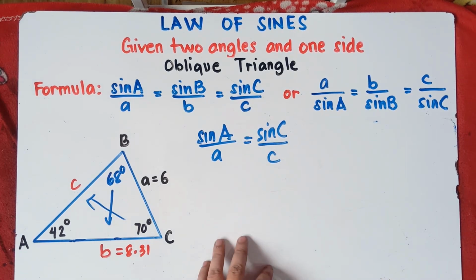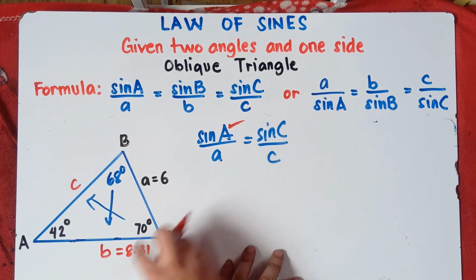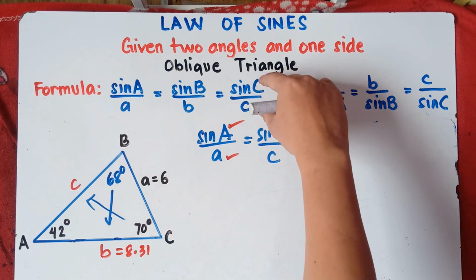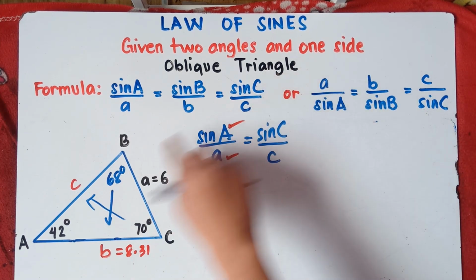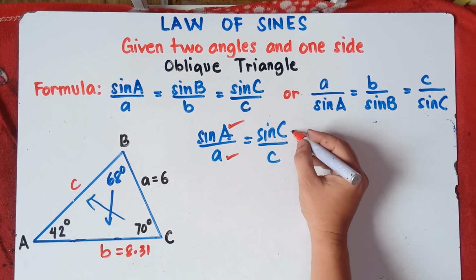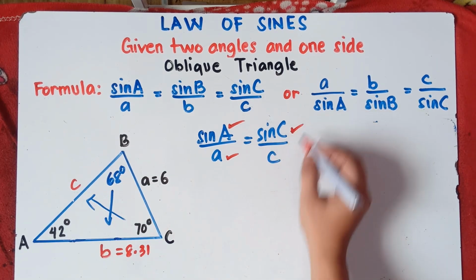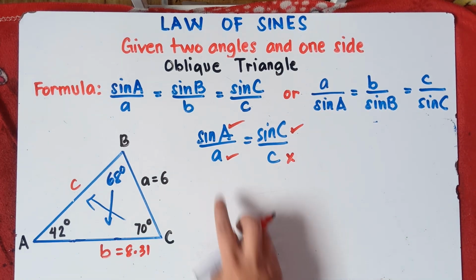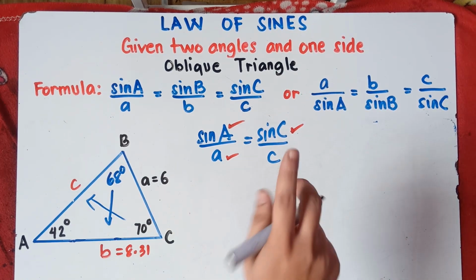So do we have A? Okay, this angle A, yep. We have this one. Do we have A? Yep, we have side A. That is 6. So once again, class, we will be using this ratio because we need to find C. We have angle C, that is 70 degrees, but we don't have the side C. So we can use this formula because we only have one unknown.